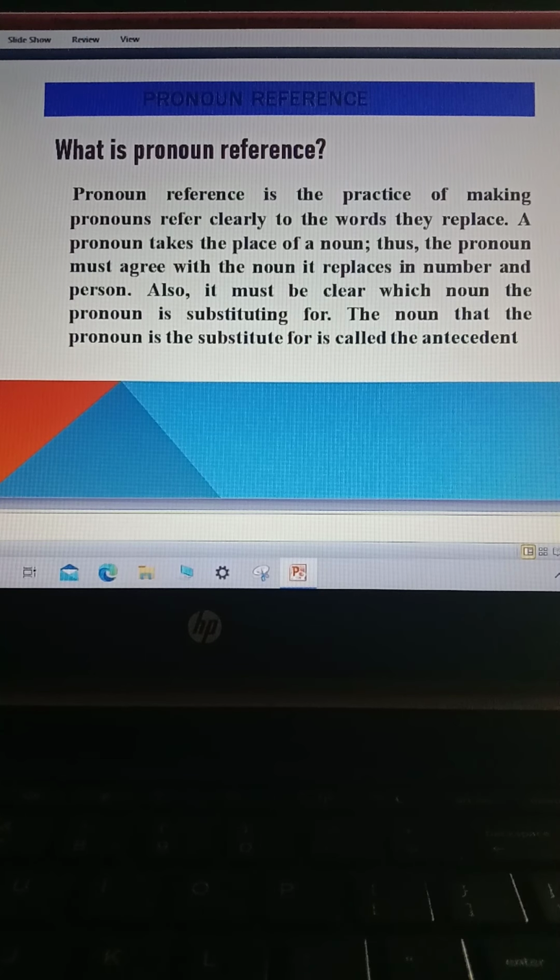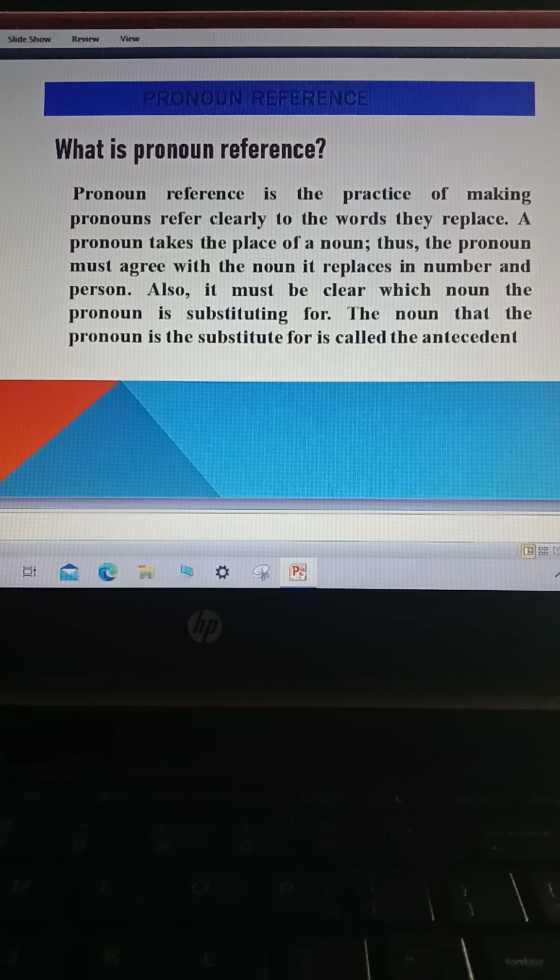A pronoun takes the place of a noun, thus the pronoun must agree with the noun it replaces in number and person. I repeat, a pronoun takes the place of a noun. Also, it must be clear which noun the pronoun is substituting for. The noun that the pronoun is the substitute for is called the antecedent.